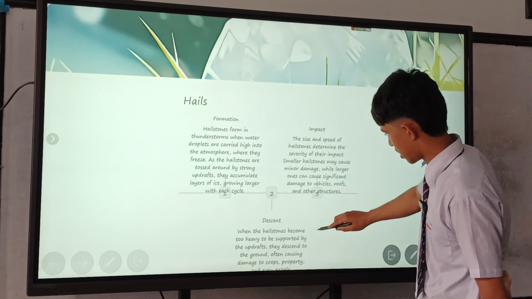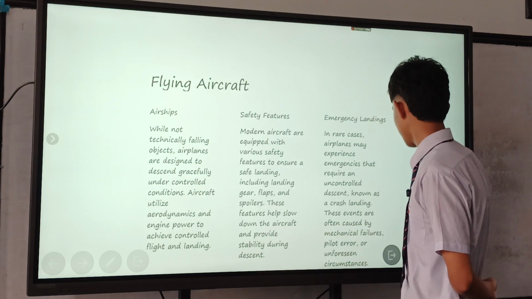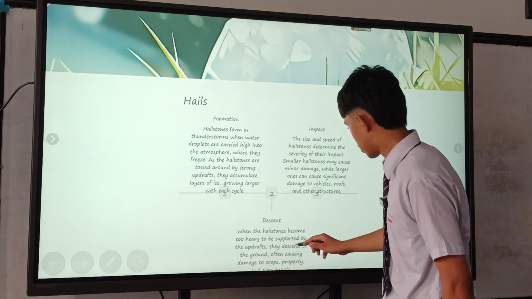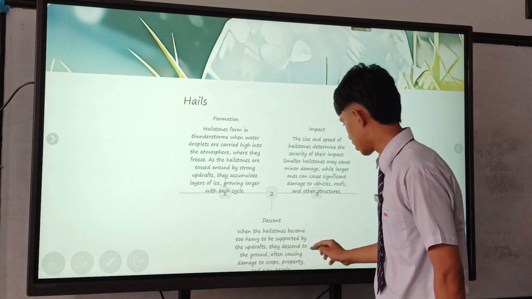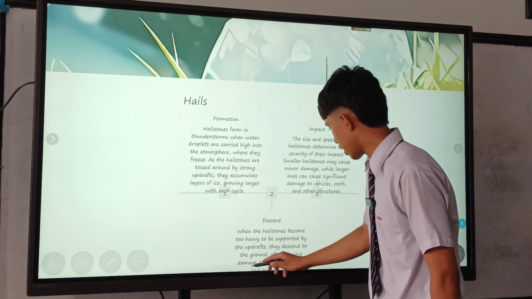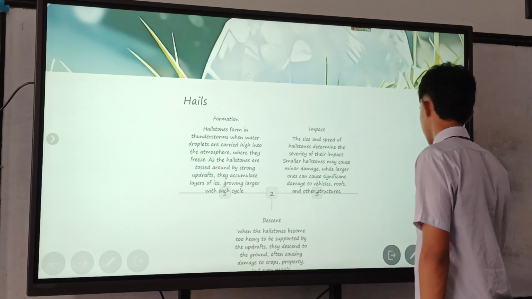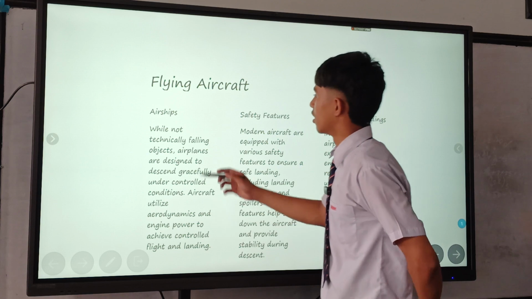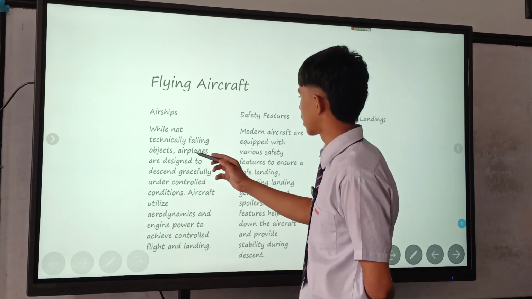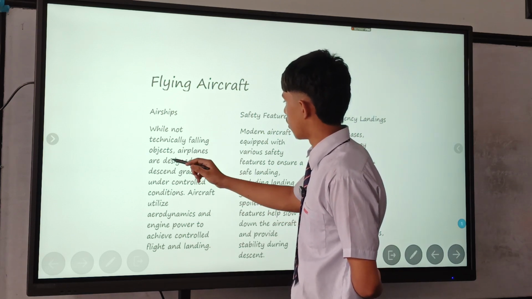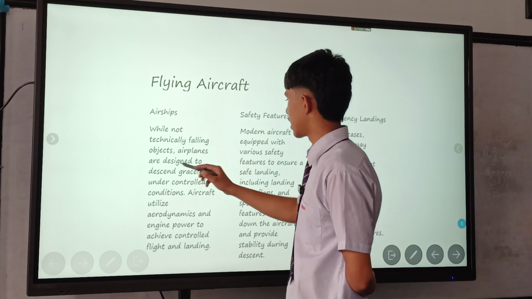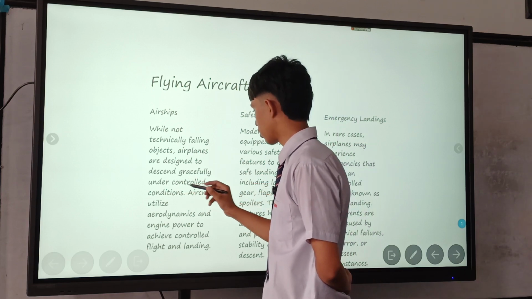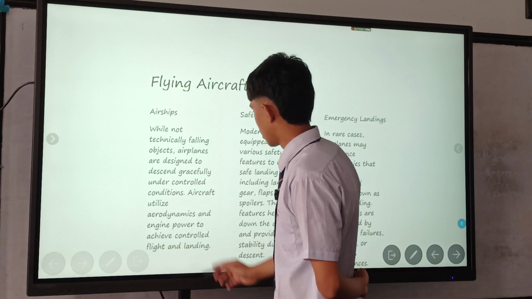And descend: when the hailstones become too heavy to be supported by the updrafts, they descend to the ground, often causing damage to crops, property, and flying aircraft. Airplanes, while not technically falling objects, are designed to descend gracefully under controlled conditions.